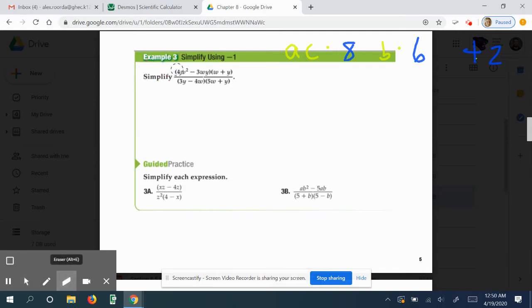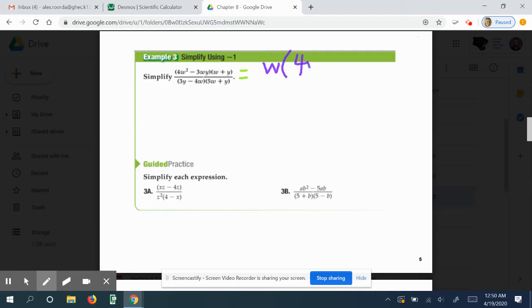All right, example 3. We're going to be simplifying again. What we have to do is break down our factors, right? The first one we have is 4w squared minus 3wy. I notice that I can take a w out of all of them, and I get w times 4w minus 3y. And then the next part would just be w plus y. That doesn't change at all.